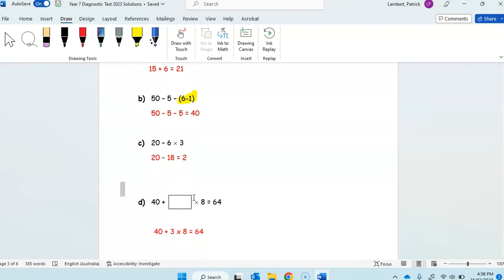Okay, 20 minus 6 times 3. 6 times 3 comes first. So you're going to have 20 minus 18, and the answer will be 2. Pretty simple. This one here, 40 plus something multiplied by 8 has got to give you 64. So 64, 40 from 64 leaves 24. So therefore, 3 times 8 is 24. So 3 goes in there.